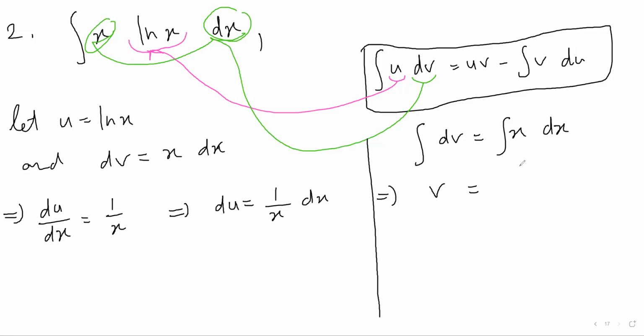So let's put an x here. On the right side, you integrate x with respect to x, and you are going to get x squared over 2. You don't put a plus c because you're still evaluating. This is not the main integral, so you don't put a plus c. So now we have v in terms of x. We've got du in terms of x and v in terms of x.